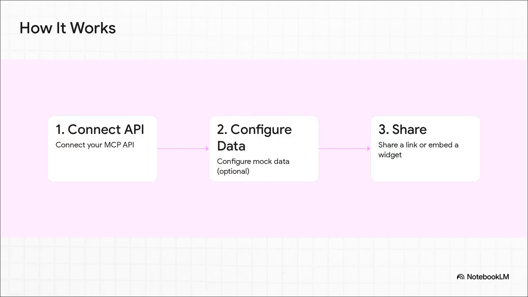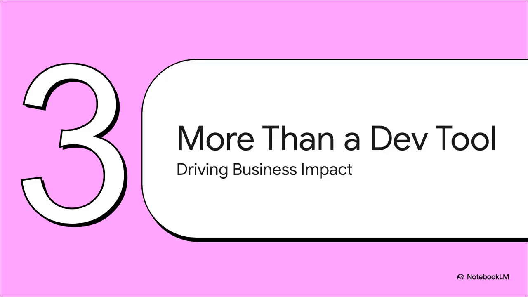So after all that, you're probably thinking this must be a nightmare to set up, right? Well, it's actually shockingly simple. It's basically 3 steps. You connect your API, you can add some mock data if you want, and then you just share a link or embed the widget. That's it. You can literally go from having a complex API to a fully interactive playground in minutes. And this is where the story gets really interesting.